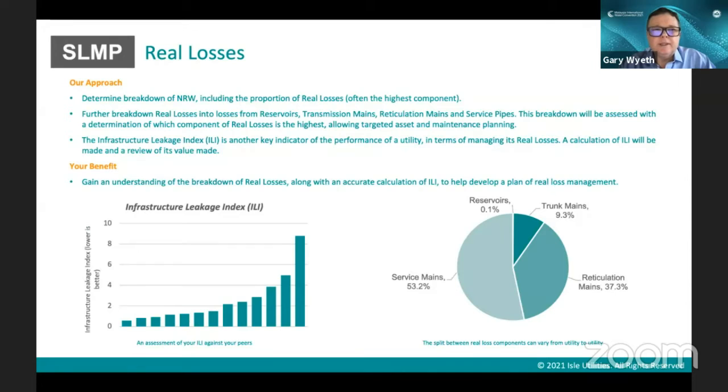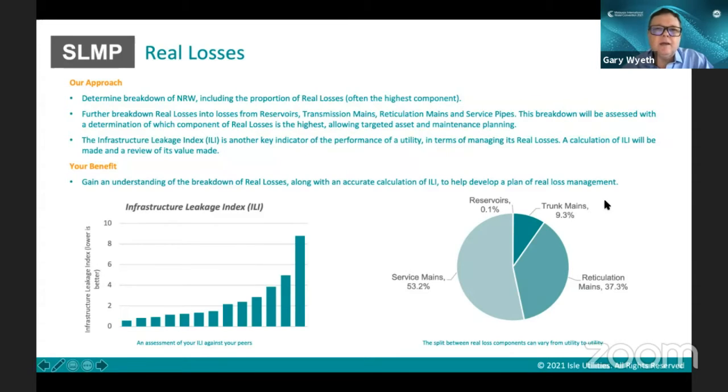The real losses, as I mentioned, tend to be one of the key components of non-revenue water. And what we want to do is try and break it down into the different areas, such as service, reticulation, trunk mains, and reservoirs. Some of it can be easy. So from reservoirs, we should have a good idea how much leakage we think we have from our reservoirs, and it does tend to be fairly low most of the time.